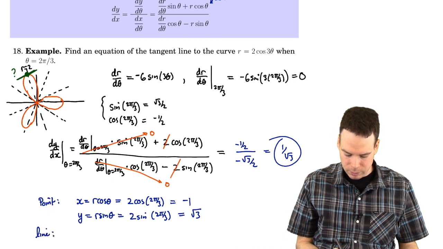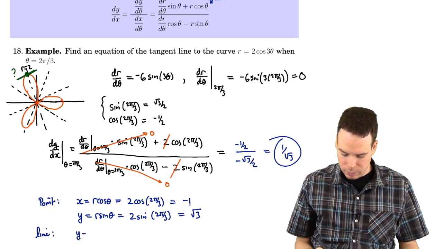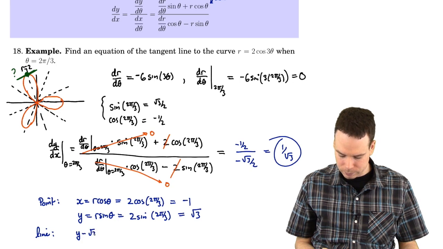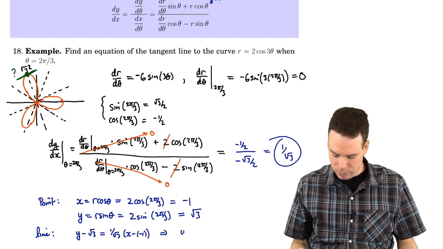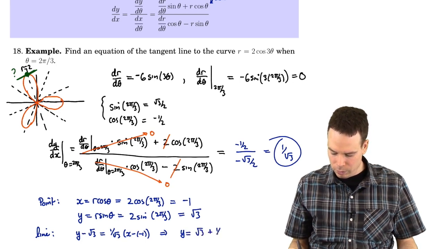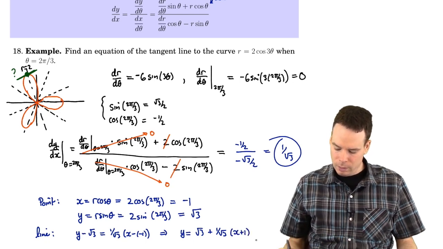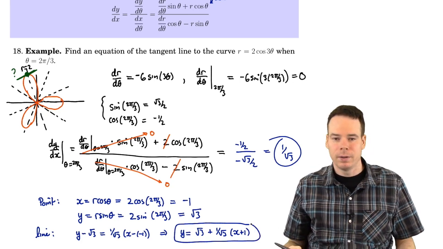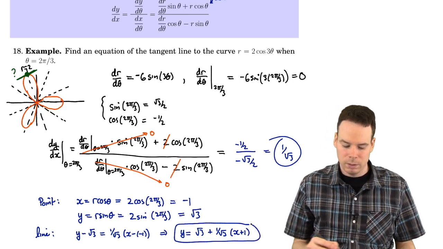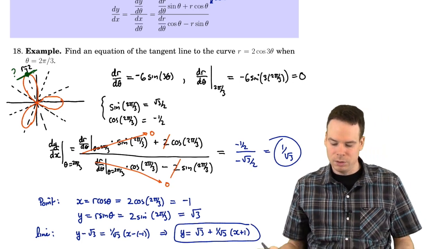So what's our line? It's y minus the y coordinate of the point you know is equal to the slope times x minus the x coordinate of the point you know. And so this is y is equal to root 3 plus 1 over root 3 times x plus 1. And you could rewrite this in other ways if you wanted, but the point is we now have the tangent line to this curve. So we found the equation of that tangent line.